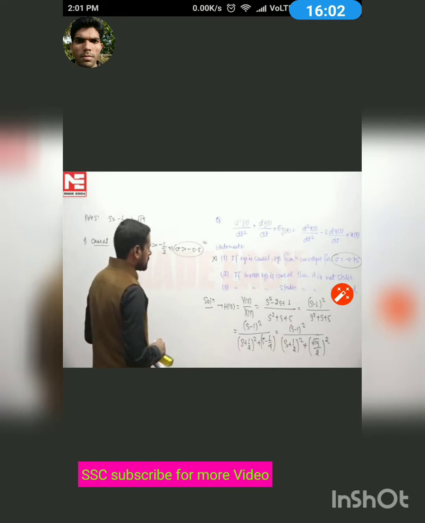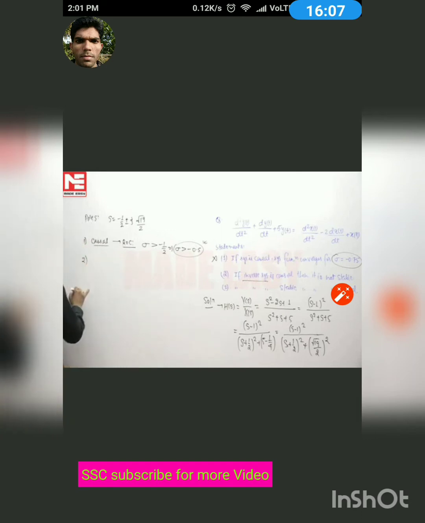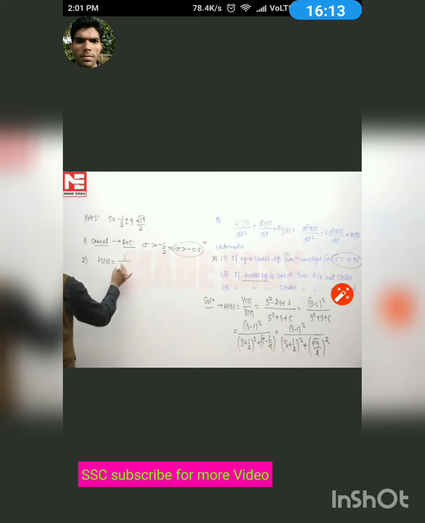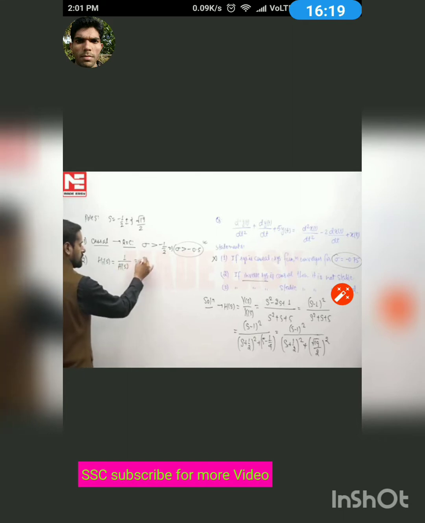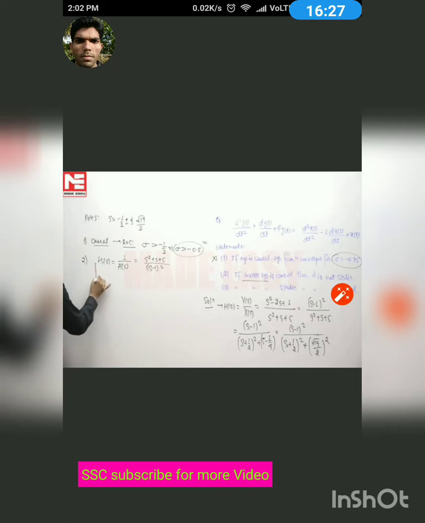Now for statement 2, we need to find the inverse system. In the second step, the inverse system transfer function will be equal to 1 upon the transfer function of the given system. So it will be s square plus s plus 5 divided by s minus 1 whole square. For the inverse system, if we find the pole location, the pole will be located at s equals 1.